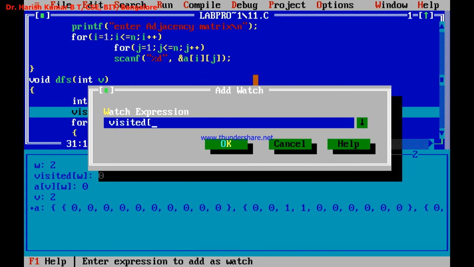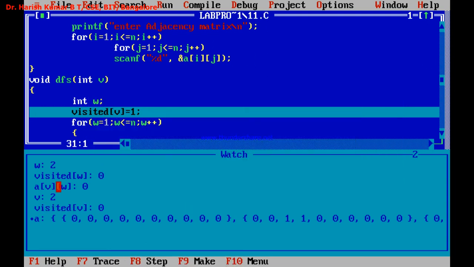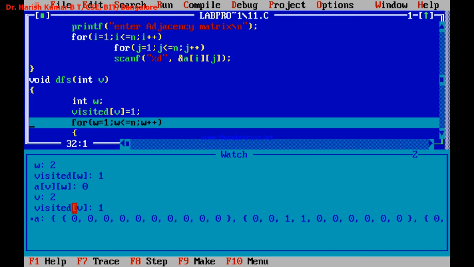Visited of V. So visited of, where is it? Yeah, visited of V is 0 right now, but what is the V value now? It is 2. Visited of 2 is equal to 1 because we are visiting the node 2 right now. So visited of 2 is also made as 1. Okay, and you can go for displaying the visited array also.